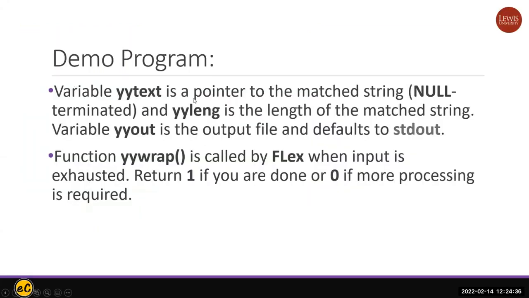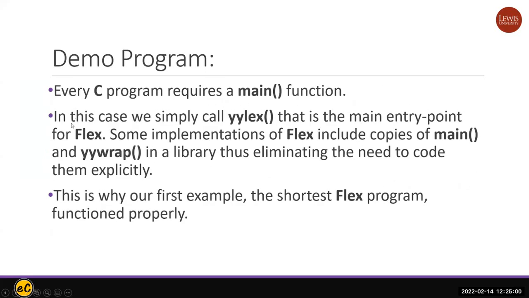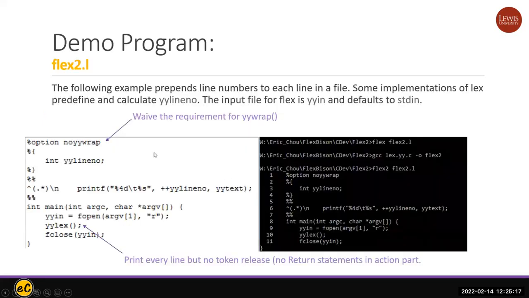So YY text is a pointer to the matched string, or token. YY leng is how long it is. YY out is the specified output, and the default is standard out, okay? The YYWrap function is called when the input is finished, so at end of file, you return 1. When you want to continue to process more files, you return 0. And a C program requires a main function, so you write the main function in your application section. In this case, it simply calls YYLex, and each time you get a token. Okay, so that's the first example of this flex function.